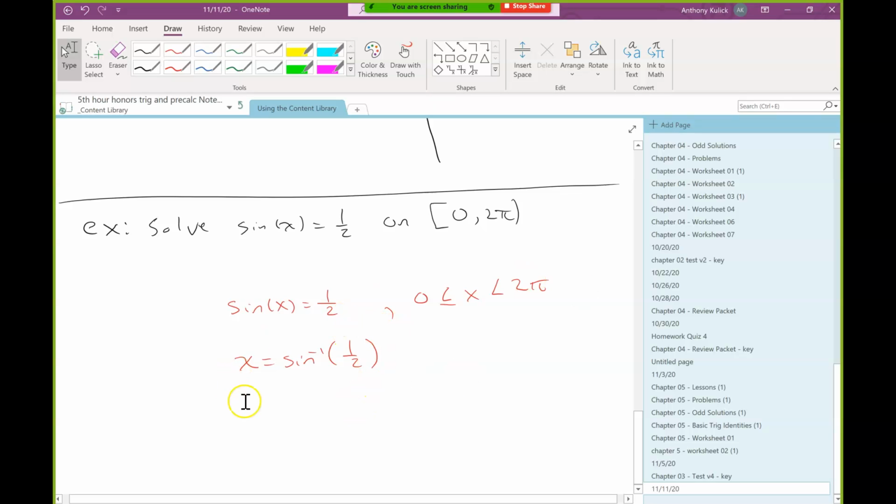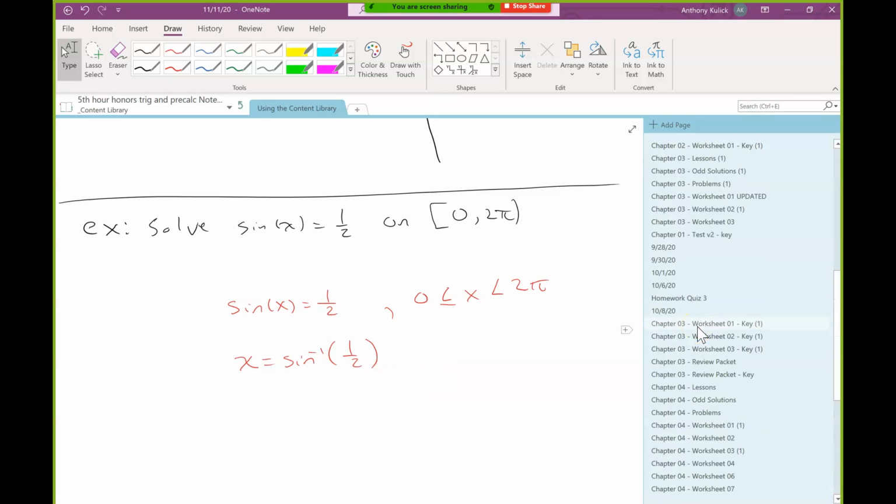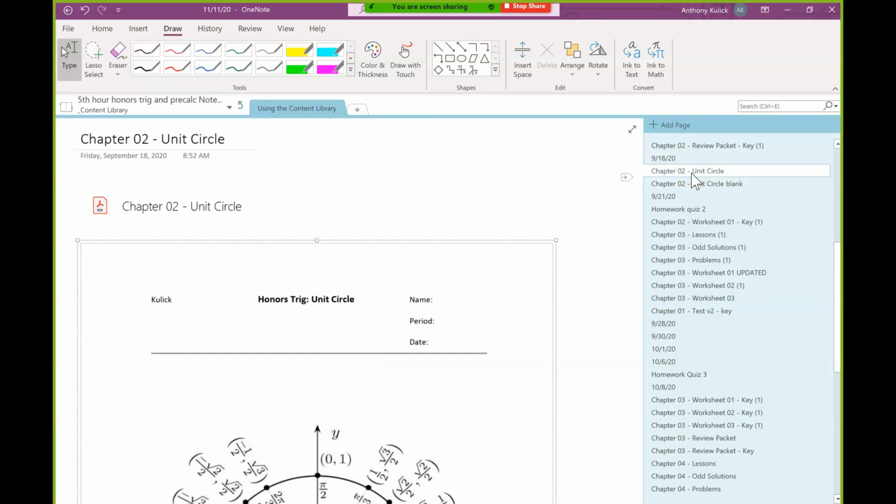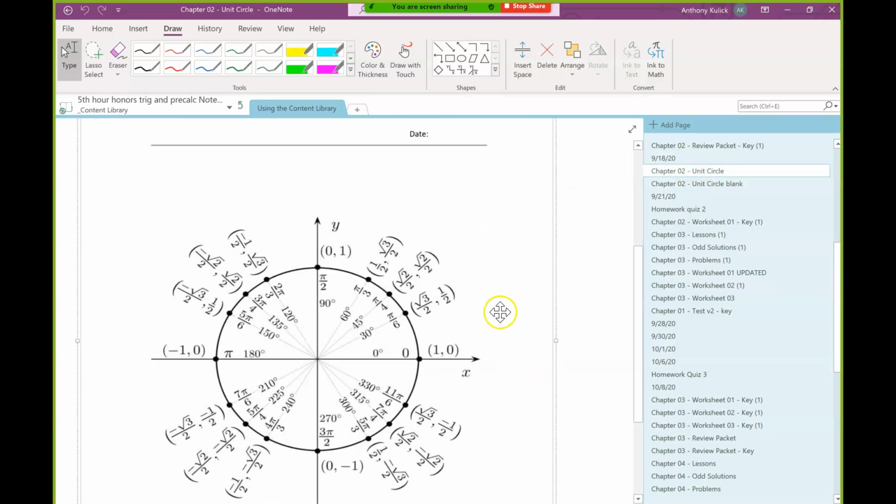So to do this, because this is a unit circle value, if I go to my unit circle and I look for places where the y coordinate is 1/2, I get an answer here at pi/6, and then I get another answer over here at 5pi/6.